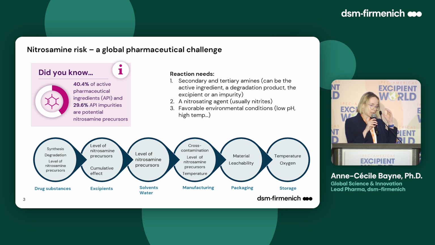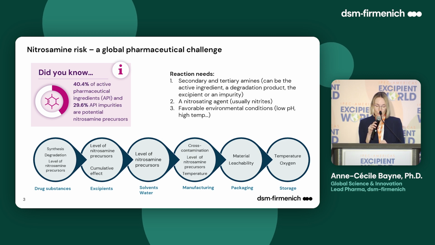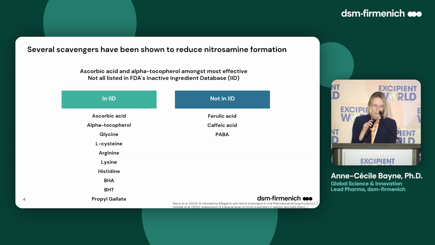Now, many strategies can be used to deal with the formation of nitrosamines. For example, a strong qualification program for all compounds, making sure to keep the level of nitrosating agents low. And today we're going to focus on one of those strategies for mitigating the issue, and that is using nitrite scavengers to reduce or stop the nitrosamines from being formed.